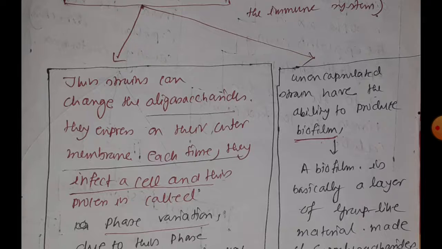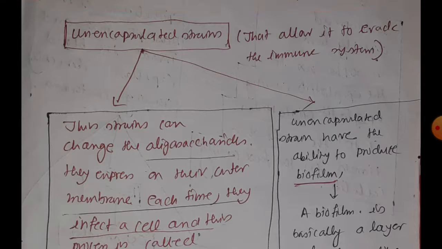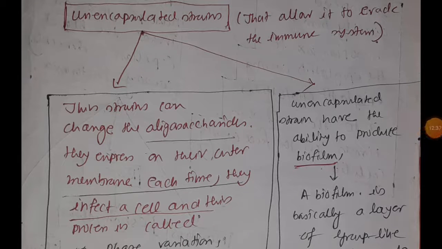Because in the first video we discussed that unencapsulated or non-typable bacteria are also involved in causing disease. So how are they doing this? This is now our topic of discussion. They simply evade the immune system with the help of two different mechanisms. One is phase variation, which we are going to discuss, and the other one is biofilm formation.